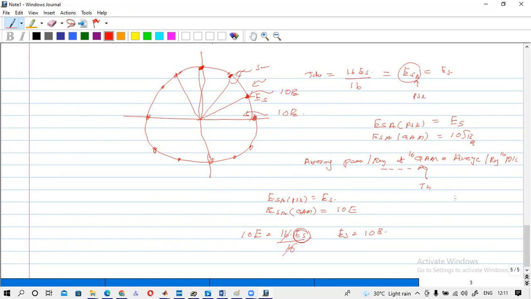So what is this value? If this is R, and you square this R, you will get the energy of this symbol, Es. Now what is the energy of the symbol? That is 10E. So what is R? Square root of 10E, no? Square root of 10E. This is the R. Okay, did you get this?